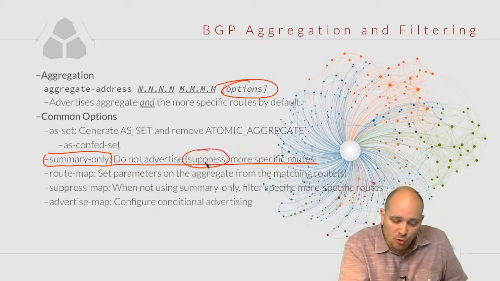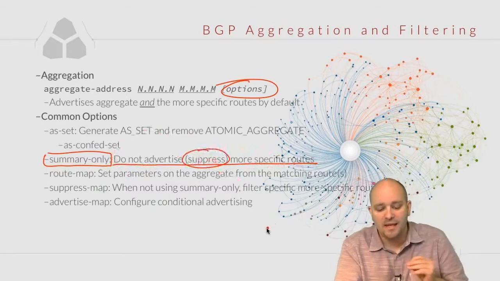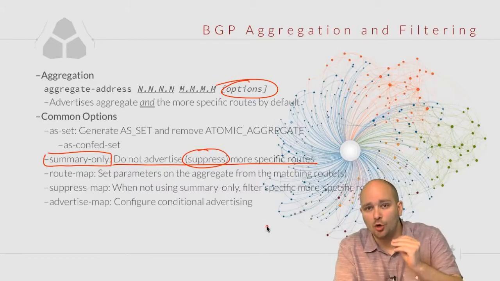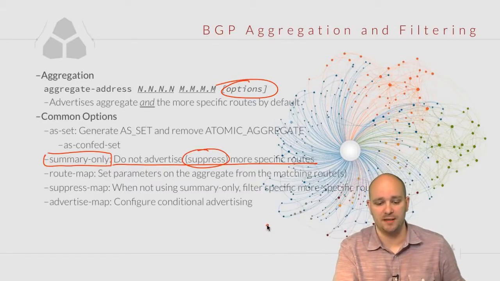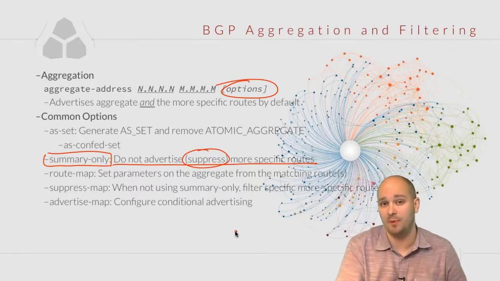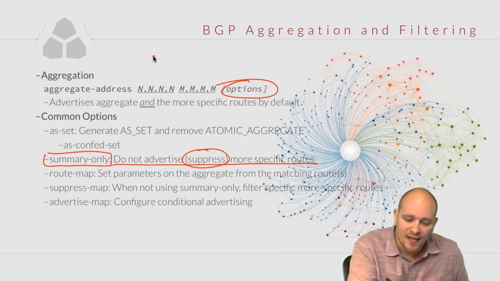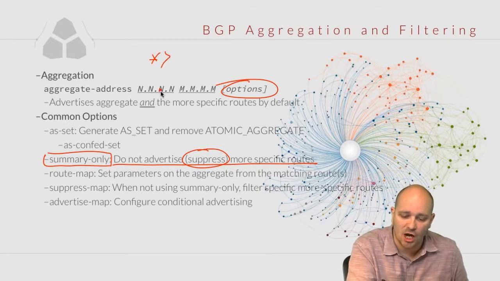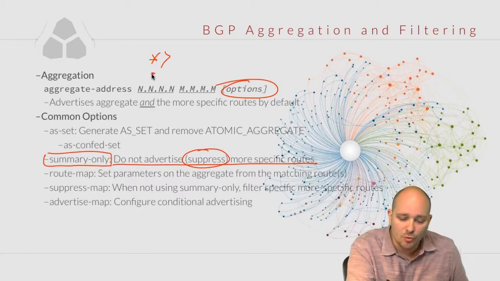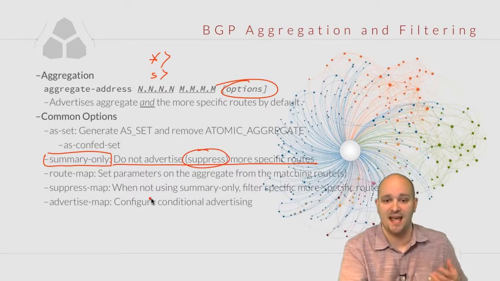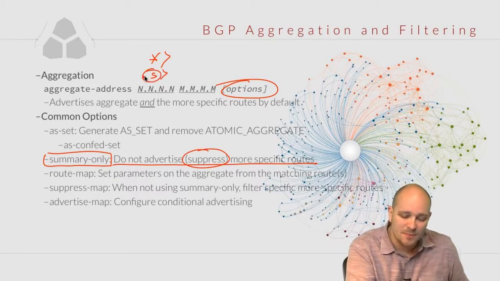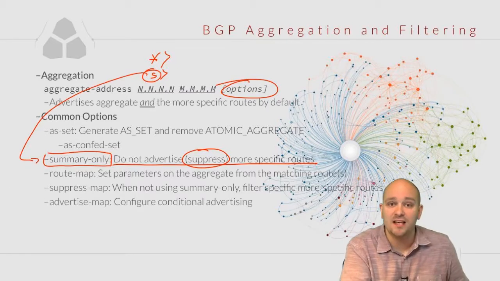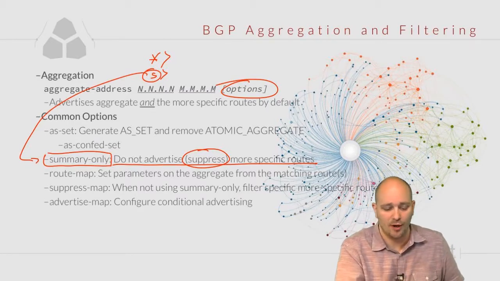It is called suppression here because this is how you are going to see them in the BGP table. When you see those routes that have been suppressed by the aggregate, they are not going to be shown as star greater than. They will be shown with a lowercase s and then greater than. This s means that the route has been suppressed by the summary.